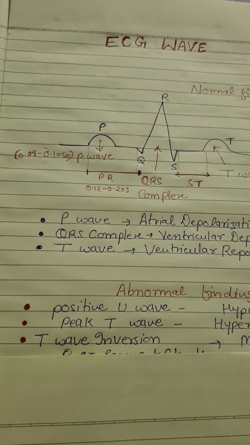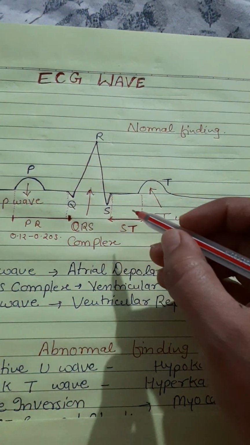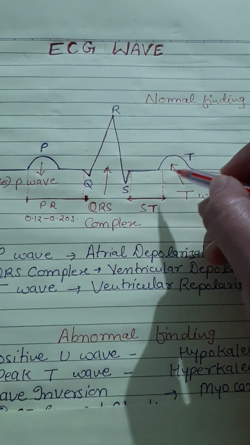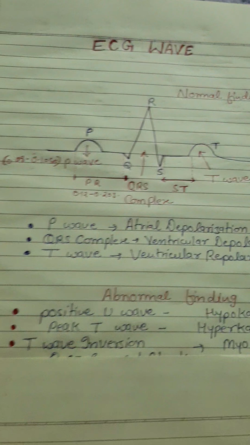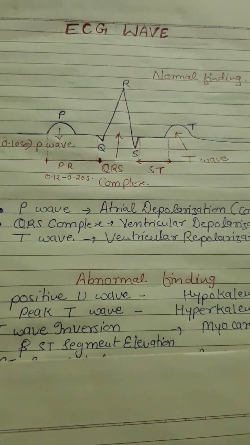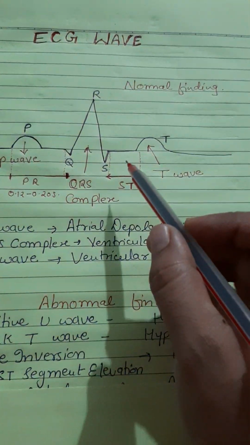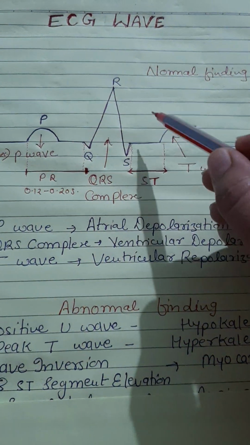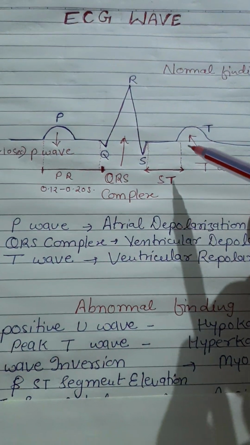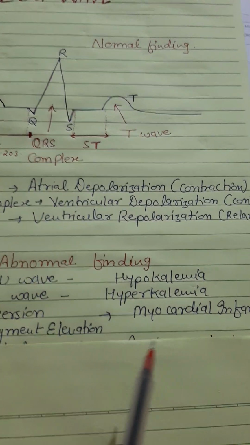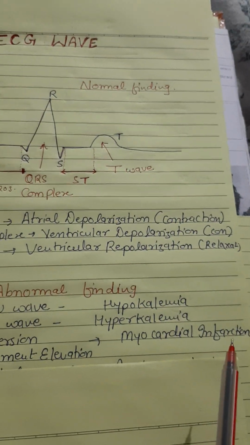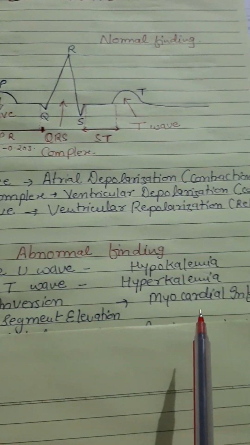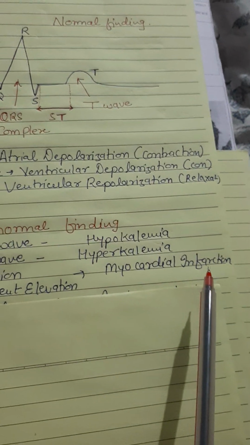Now T wave inversion. Now the T wave is like this, but sometimes it will invert, like this. So when T wave inversion is there, or ST segment elevation, if the ST segment is elevated, its duration is more and it is elevated, and the T wave is also inverted, then we can predict it is myocardial infarction. So T wave inversion and ST segment elevation may indicate the patient is suffering from myocardial infarction.